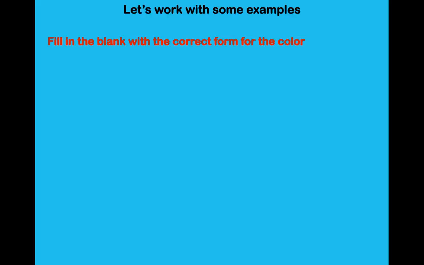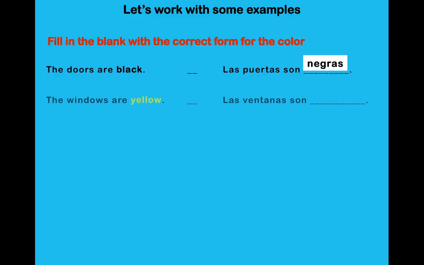Let's work with some examples. Fill in the blank with the correct form for the color. Remember, we are using the plural form. The doors are black. Las puertas son. What's the correct answer? Black in its plural form. If you guess negras, you are correct. Negras, plural and feminine form. The windows are yellow. Las ventanas son. What's the plural form for yellow? If you guess amarillas, you are correct. Amarillas is plural and it's in the feminine form.